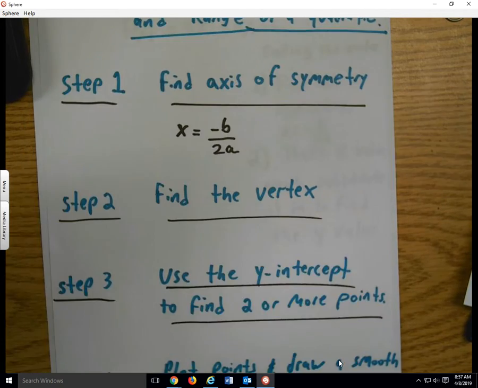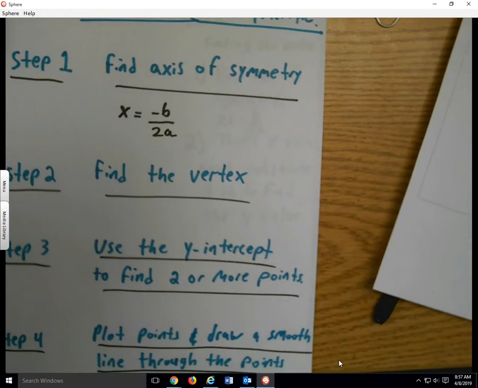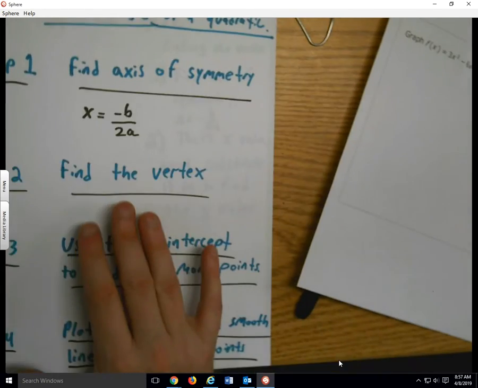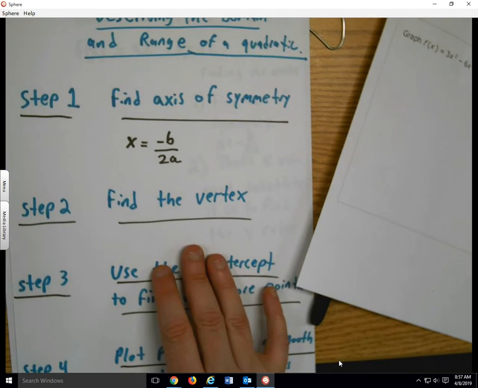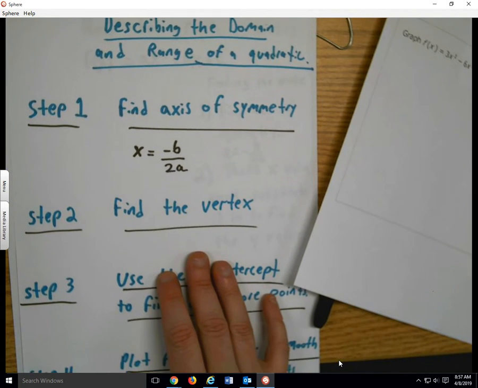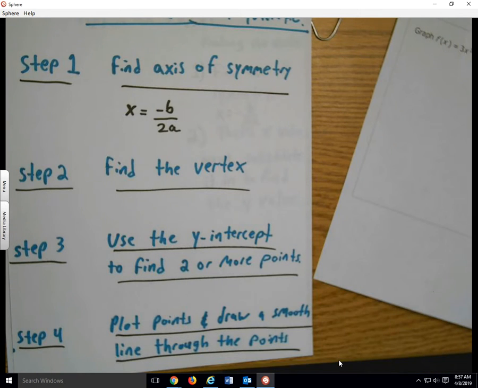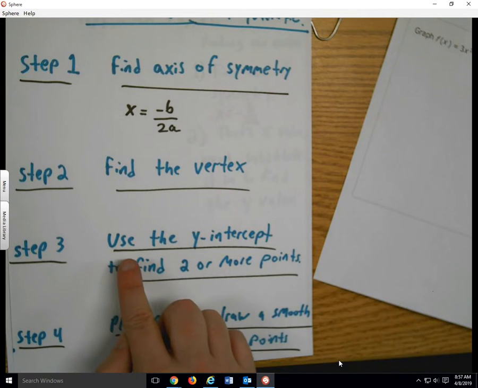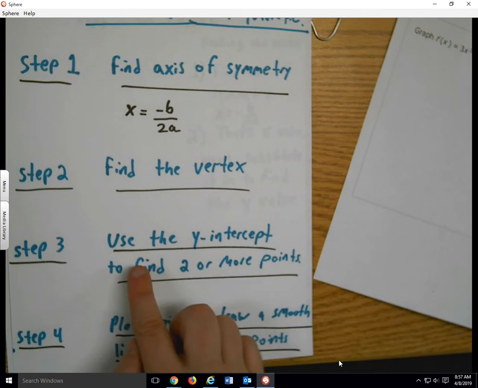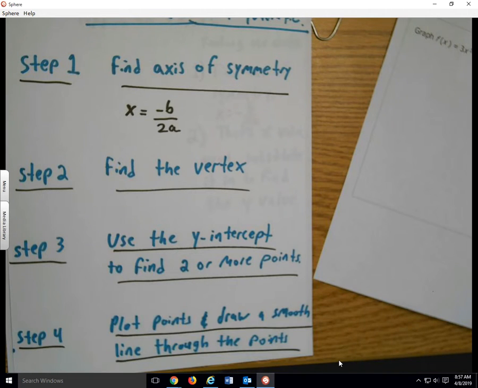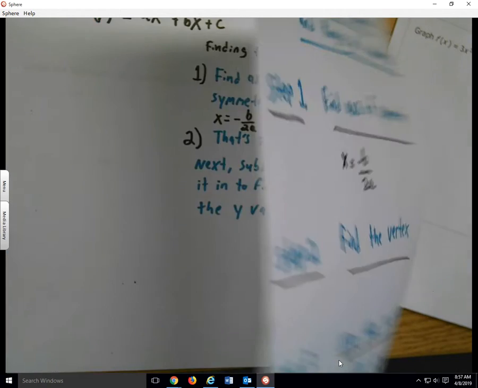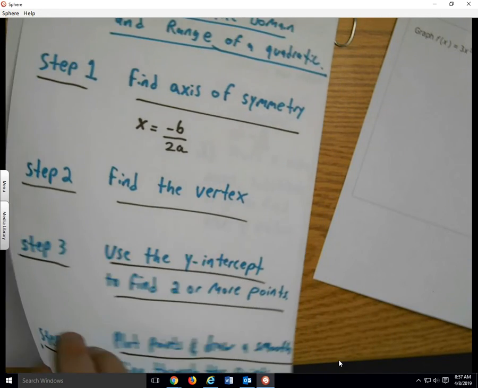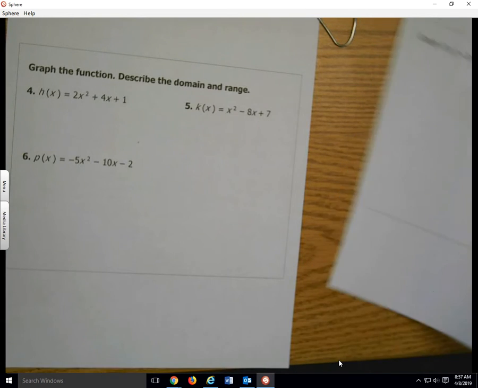And what I'd like you to do at this time is go ahead and write down these 4 steps, see if I can make it all fit on this graph. If I can't, it's okay on this recording. Looks like I can almost make them all fit. So, describing the domain and the range of the quadratic. And here are the 4 steps. Find the axis of symmetry, find the vertex. Once you find the x, you can find the y. Use the y-intercept to find 2 or more points. Plot the points to draw a smooth line through the points. So that's what we're going to do today. And then we can easily describe the domain and range. So let's work some of this out.